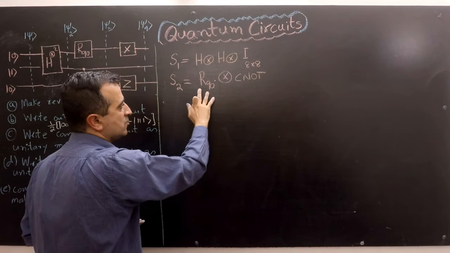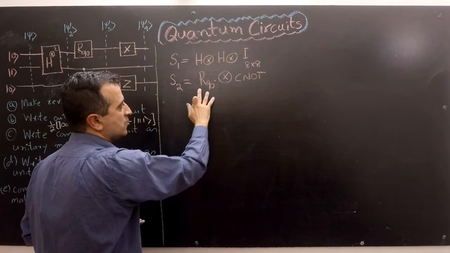So now I'm ready for the computation. Let's compute the unitary matrix quickly. So for part C, I first compute the unitary matrix for stage 1. Stage 1 matrix was, recall, Hadamard gate tensor product with Hadamard gate tensor product with identity. So I know that the Hadamard gate is 1, 1, 1, minus 1, and I have 1 over square root 2 here.